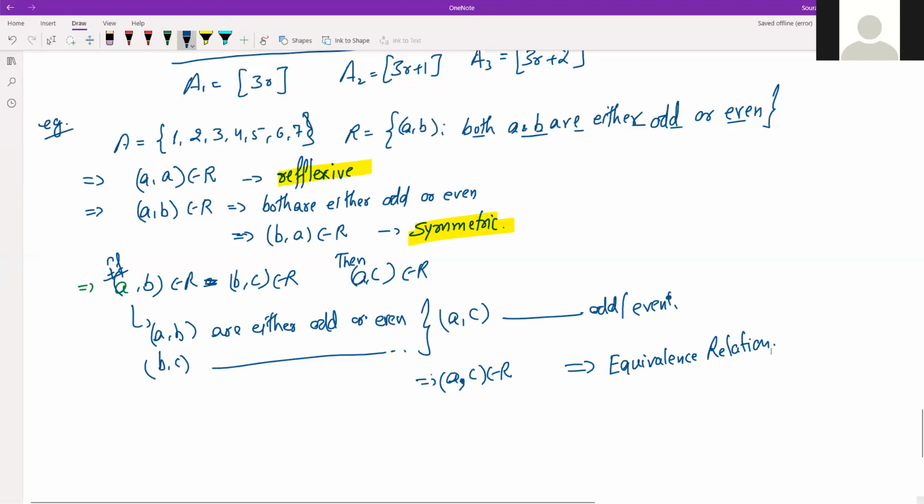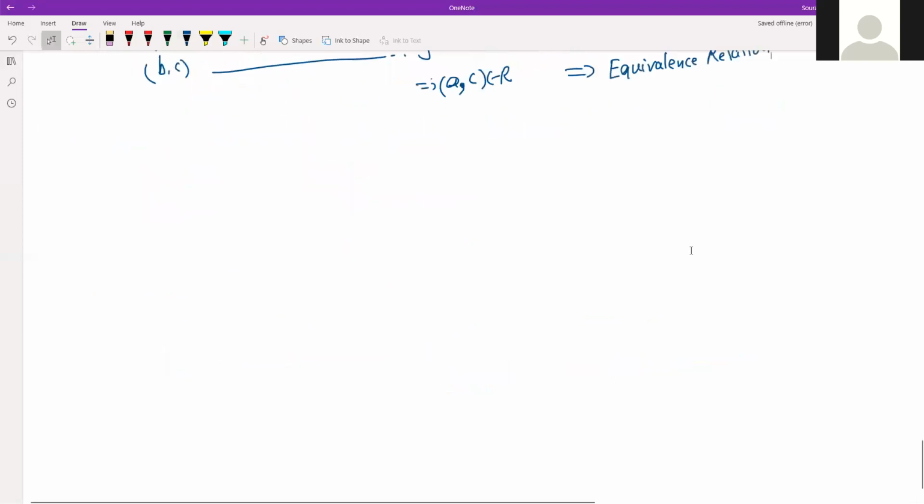So that we have proved. Now the second part is to show that all the elements of the subset... Now there are two subsets. One subset is of 1, 3, 5, 7, and another subset is of 2, 4, 6. So these are two different subsets.